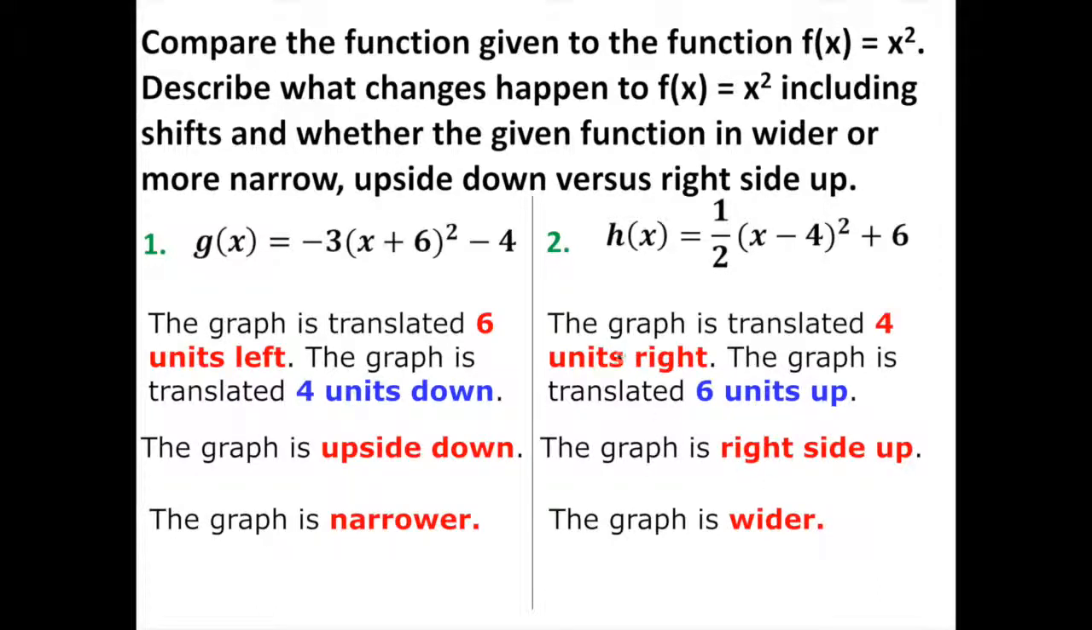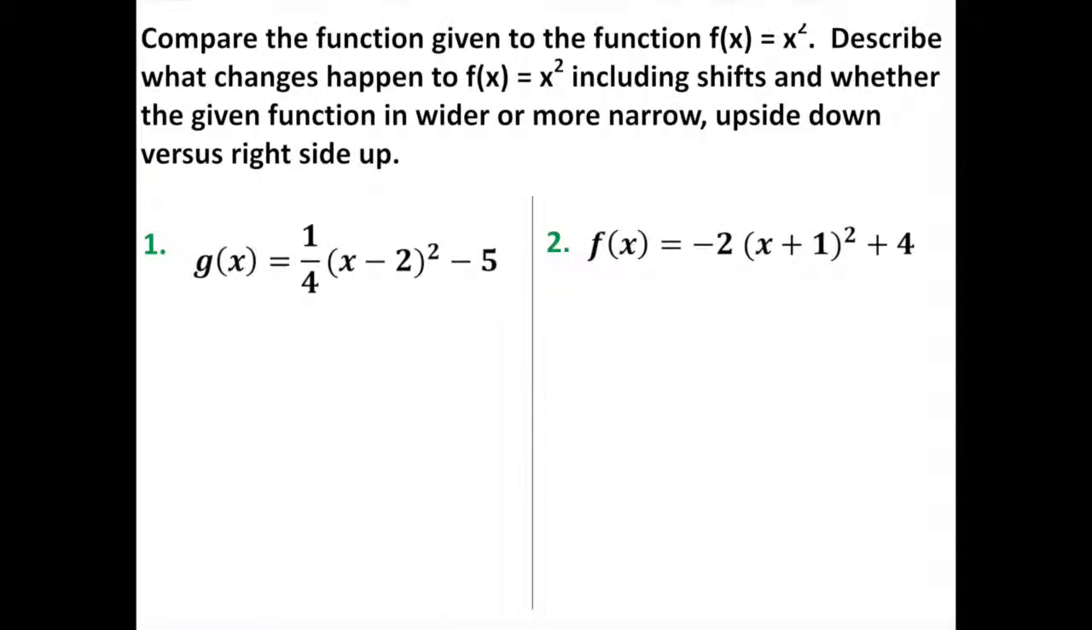It'll be just fine. This one, the graph is translated 4 units to the right because my h value here is actually +4, and 6 units up. All right. Let's do this one, and go ahead and push pause now. Same thing. I want you to list all of the distinctions with each graph. Push pause now. When you're ready, come on back.